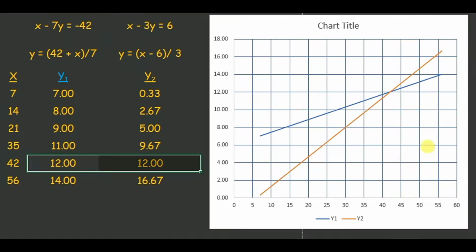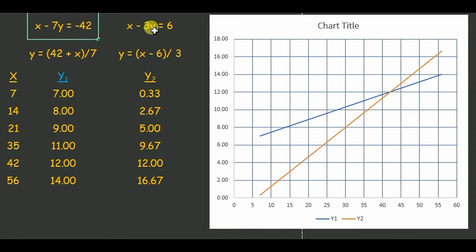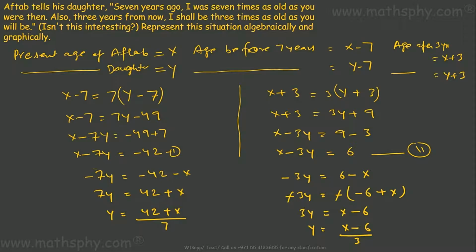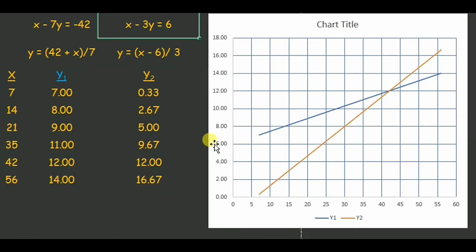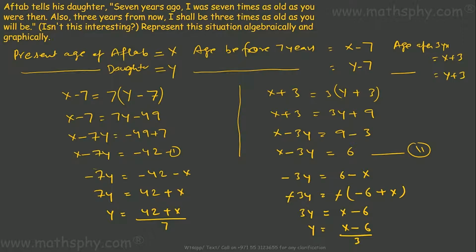So this was the graphical representation of the situation where we had Aftab and his daughter's age. This equation here and this equation here from this situation are the algebraic representation, and this here was the graphic representation of that situation.